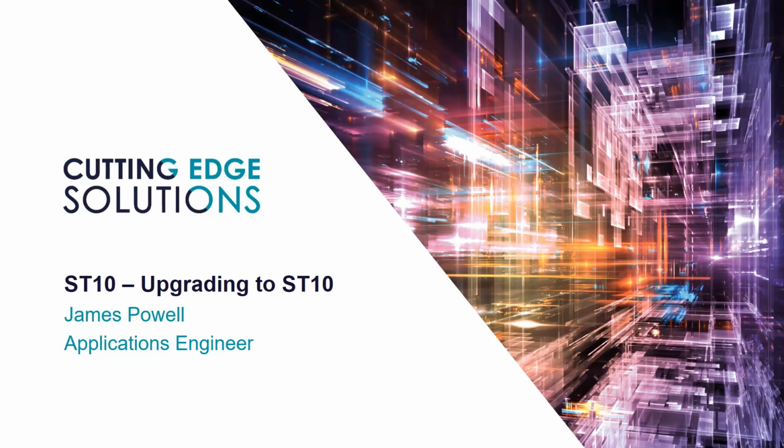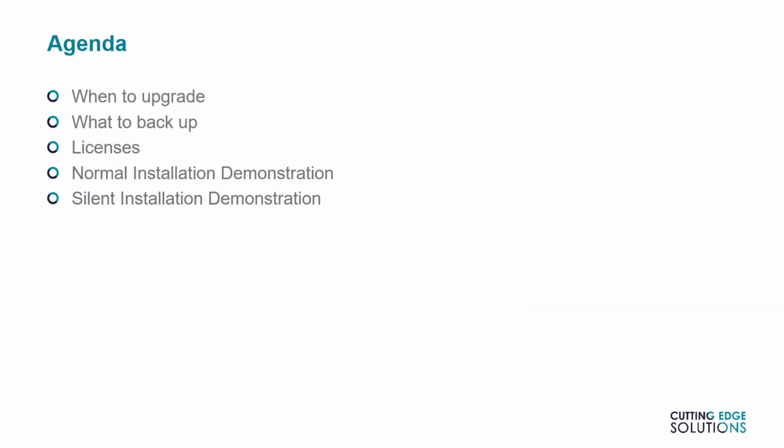Many of these steps will be relevant to installing past and future versions of the software though, so feel free to refer back to this video, even if you aren't installing ST10. Firstly, we'll be discussing why you would want to upgrade, why you might want to delay upgrading, which files to back up before uninstalling your old software, making sure you have the right license version, and finally, how to install Solid Edge after you've gone through the previous steps.